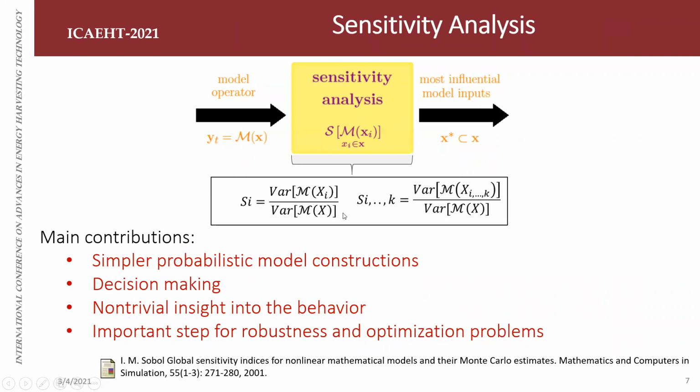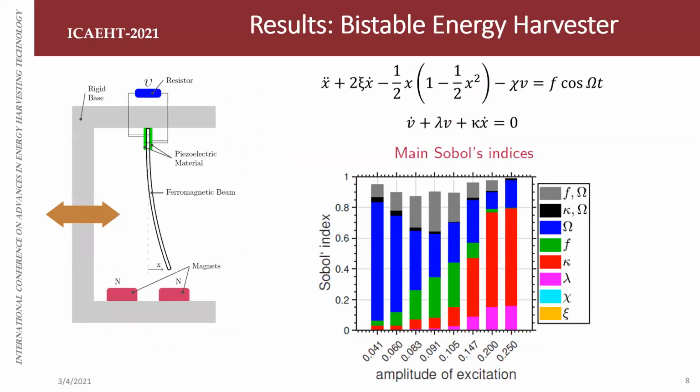Then we can conclude, we simplify our probability model because we just consider the parameters with most effect, which will help us in decision making, provide non-trivial insight into behavior since we deal with a complex dynamic system, and is a work tool for robustness and optimization design. The global sensitivity analysis for bistable energy harvesting can be seen here.